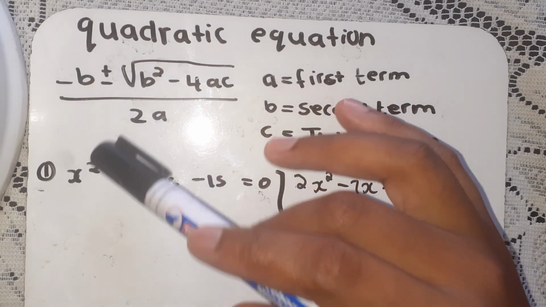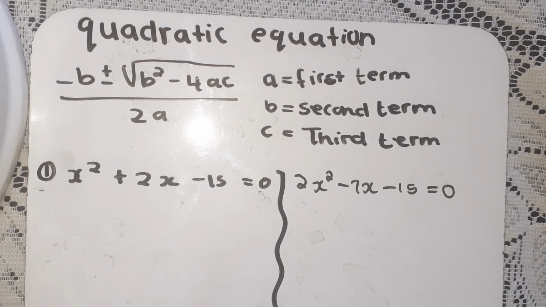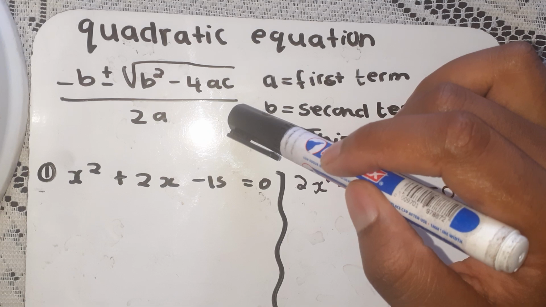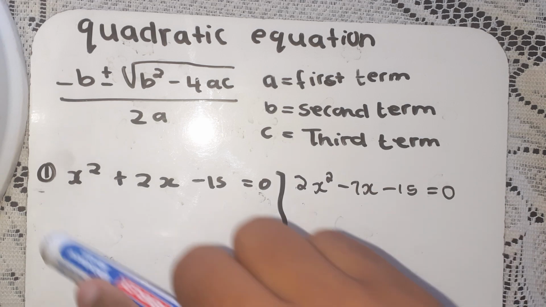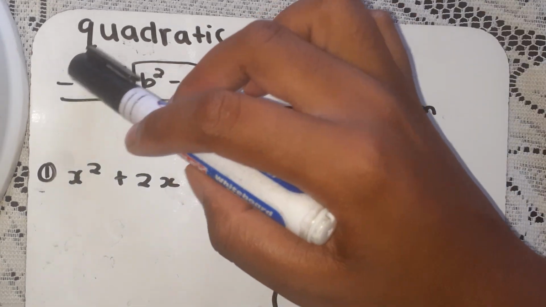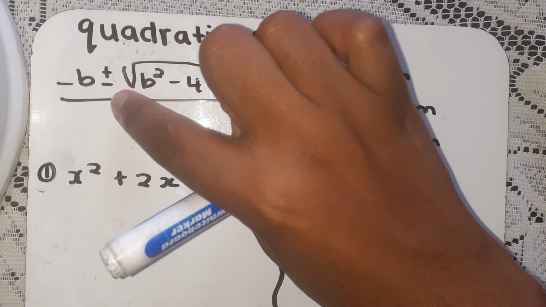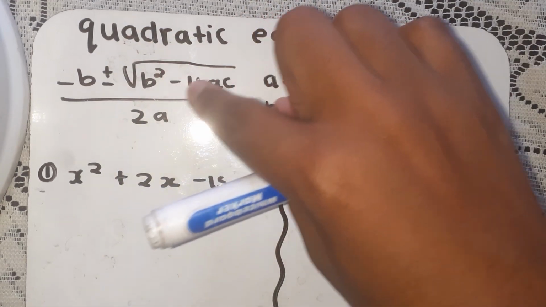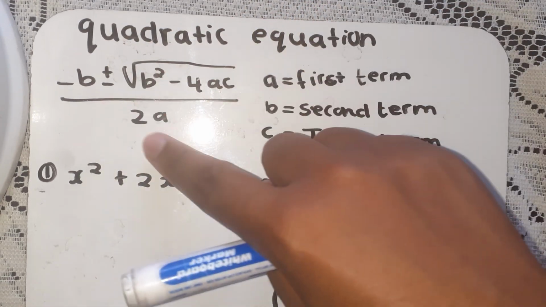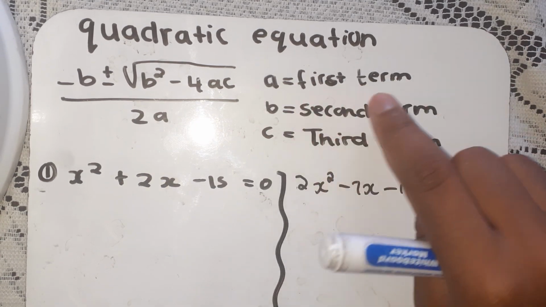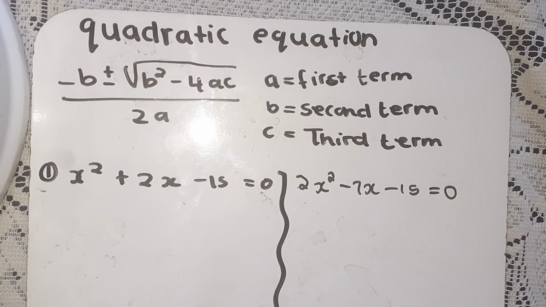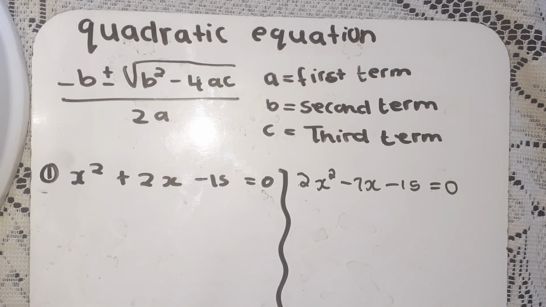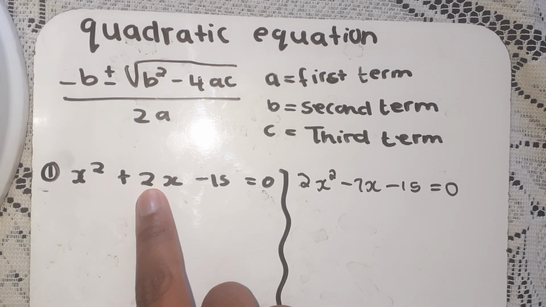So this is a formula that we call the quadratic equation formula. Okay, so we're going to use this formula to solve this quadratic equation. So we have negative b plus or minus the square root of b squared minus 4ac, over 2a. So a is the first term, b is the second term, and c is the third term. Remember, with algebraic expressions, terms are separated by addition and subtraction. So as you can see here, we have different terms. This is term 1, term 2, and term 3.